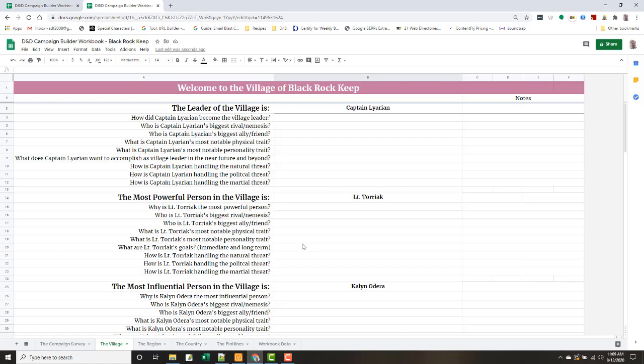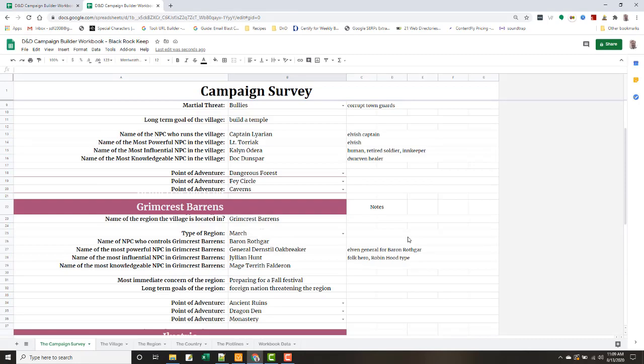This is the first location, and these are the first NPCs and the first adventures your PCs will be interacting with. So we want them as detailed as possible so you can start playing right away. All the information on the campaign survey gets ported over to this page, so there's no having to click back and forth unless you want the notes that we filled out.